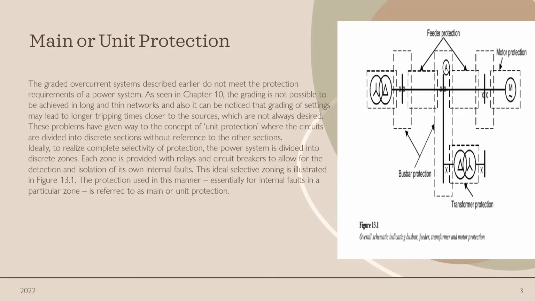Ideally, to realize complete selectivity of protection, the power system is divided into discrete zones. Each zone is provided with relays and circuit breakers to allow for the detection and isolation of its own internal faults. This ideal selective zoning is illustrated in Figure 13.1. The protection used in this manner, essentially for internal faults in a particular zone, is referred to as main or unit protection.